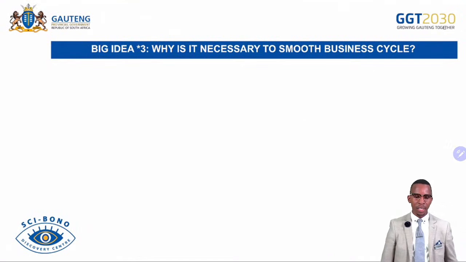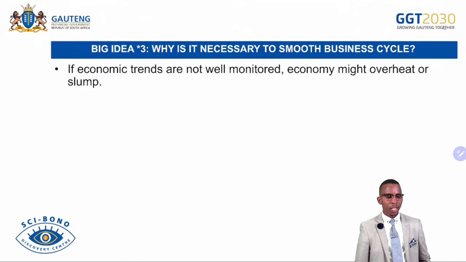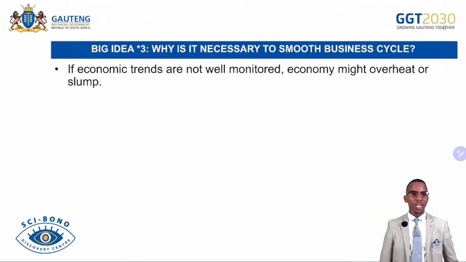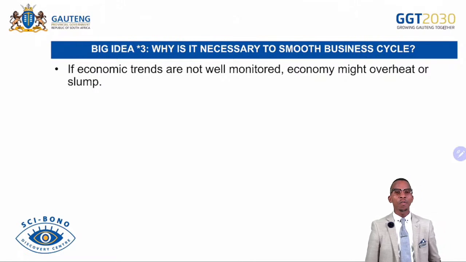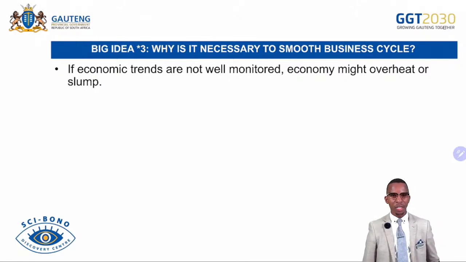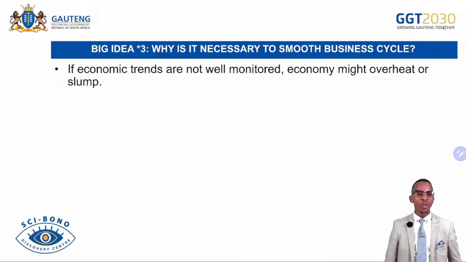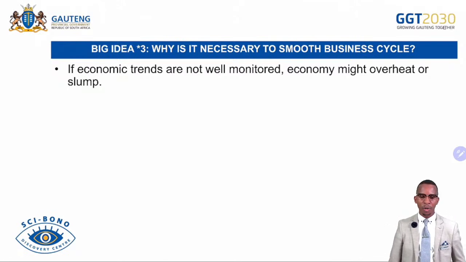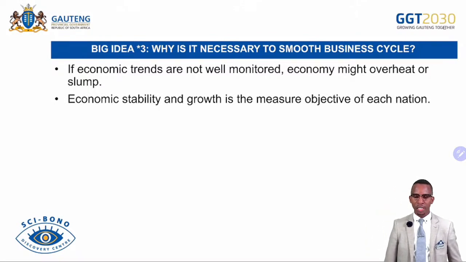Bigger idea number 3: why is it necessary to smooth the business cycle? If economic trends are not well monitored, the economy might overheat. So to avoid an overheating economy, it is very important for the government to intervene, monitor the economy, and smooth it so that it can always be in line with the economic needs, social needs, and political needs of the country. And then economic stability and growth is a major objective for the nation.